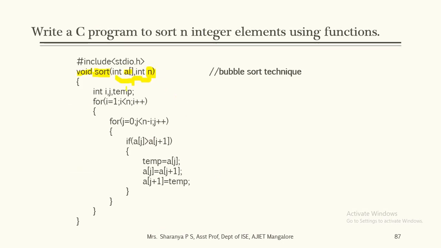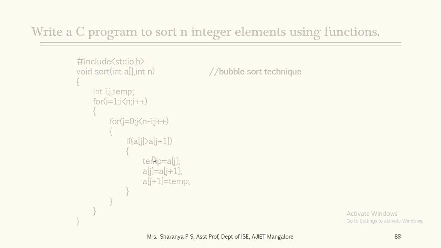I am not going to discuss once again the logic of this bubble sort. We have already discussed it. That is, element by element we are going to check which is the largest, and we will keep popping it up, making the array in increasing order. That is nothing but sort.